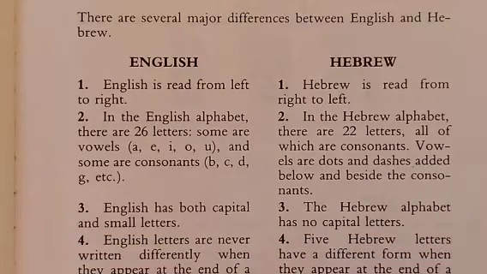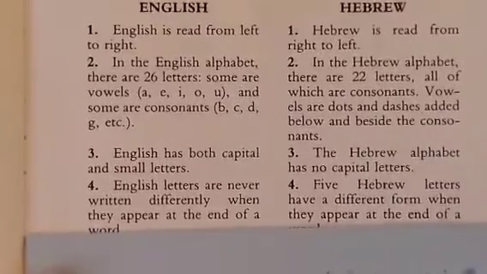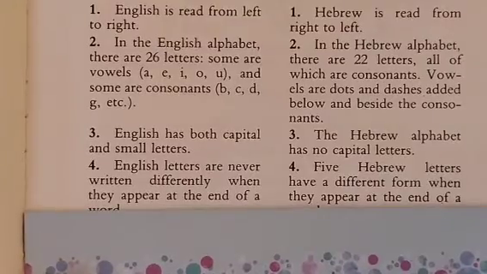English has both capital and small letters, and the Hebrew alphabet has no capital letters. And English letters are never written differently when they appear at the end of a word, but 5 of the Hebrew letters have a different form when they appear at the end of a word. It's going to be interesting.